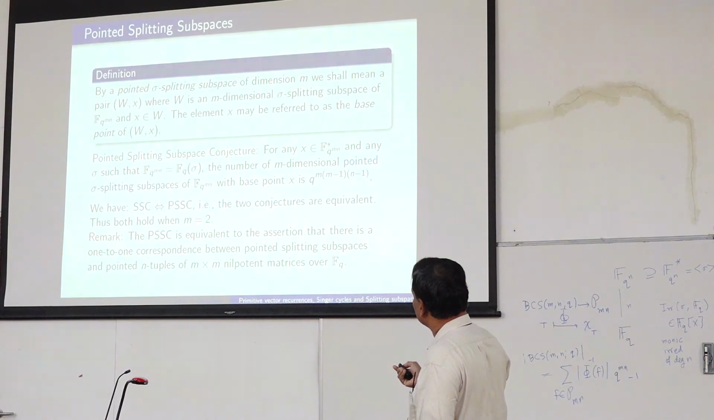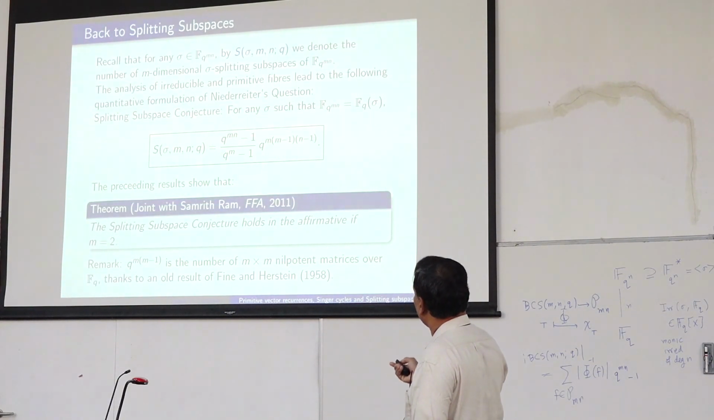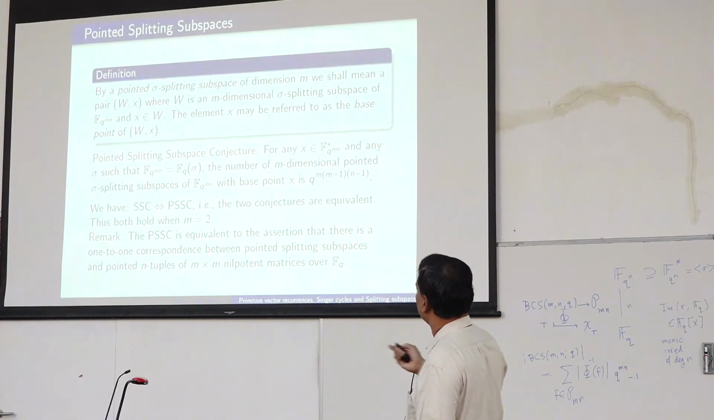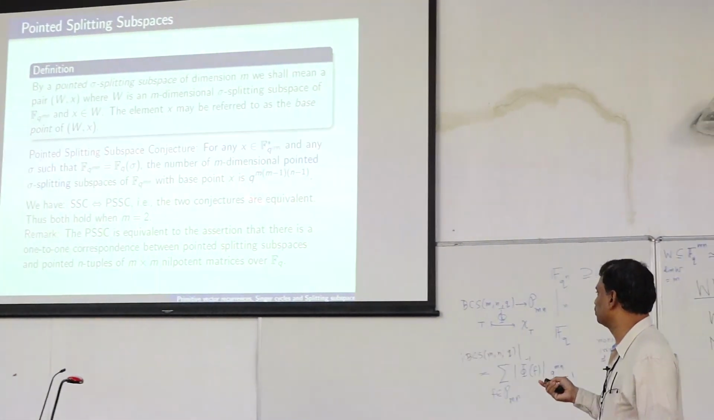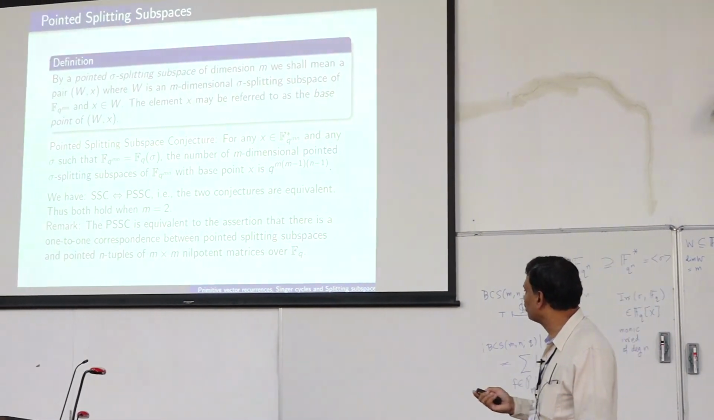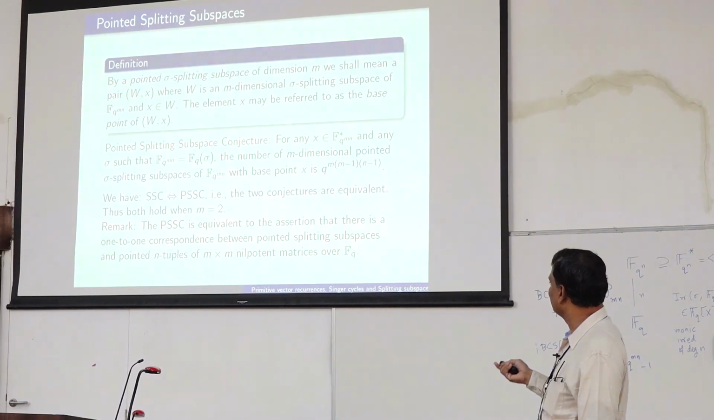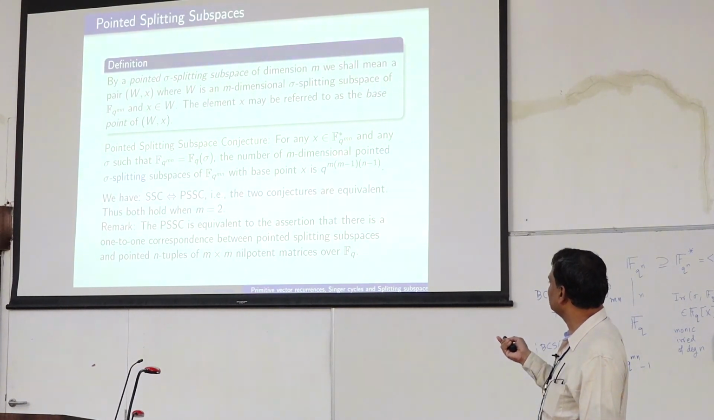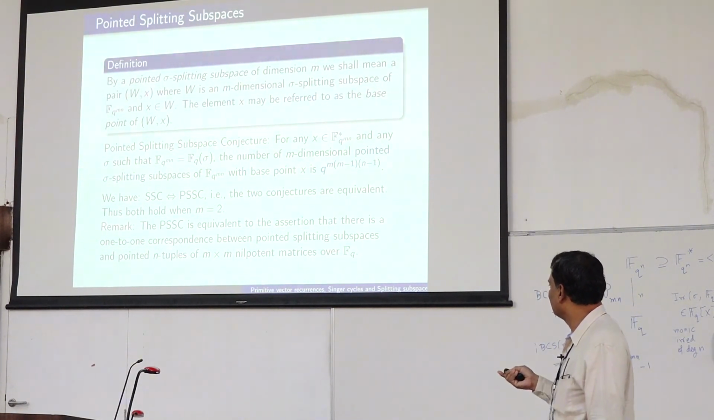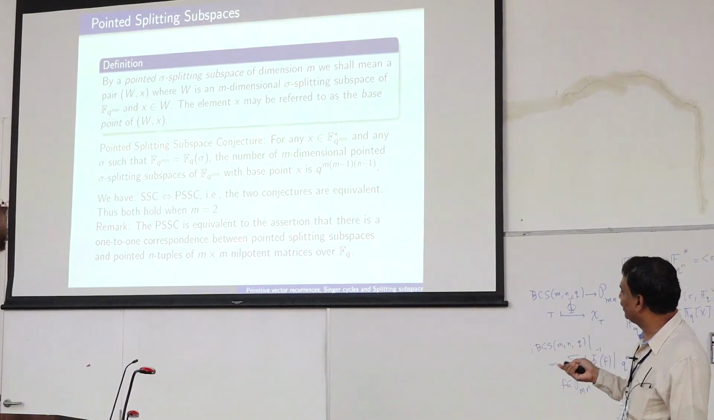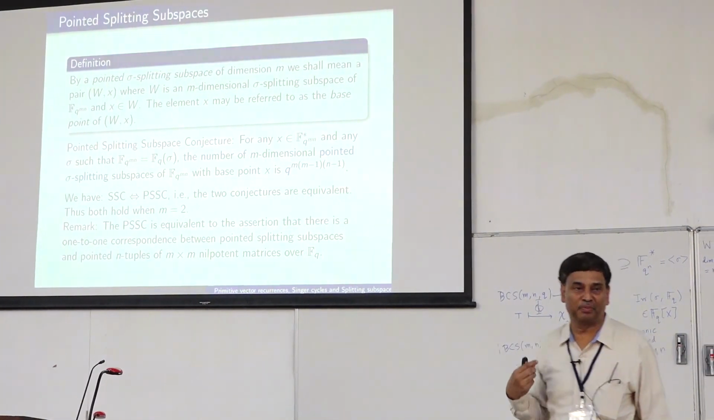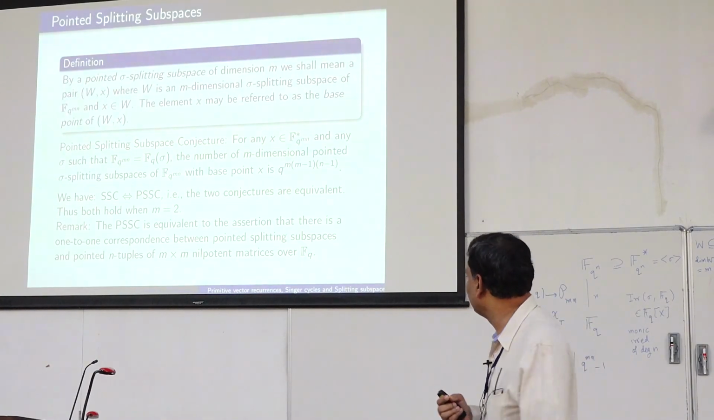What we showed is that this conjecture and that conjecture are equivalent. I mean, you prove this, that follows and vice versa. And of course, we showed that both of them are true when m equal to 2. So, you could say that the pointed splitting subspace conjecture is equivalent to the assertion that the number of pointed splitting subspaces is like pointed n tuples of m cross m nilpotent matrices.